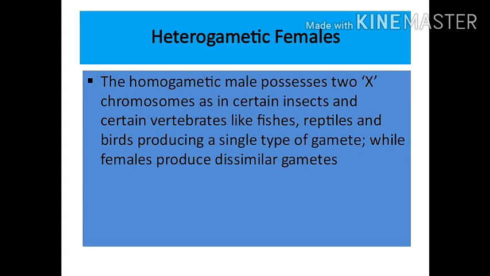So instead of using the XY alphabet, we are going to use Z and W for the heterogametic female. The heterogametic female are of two types, ZO crossed with the ZZ type. ZO is the female, ZZ is a male. ZW is a female, ZZ is the male. These two types we are going to observe under the heterogametic female.